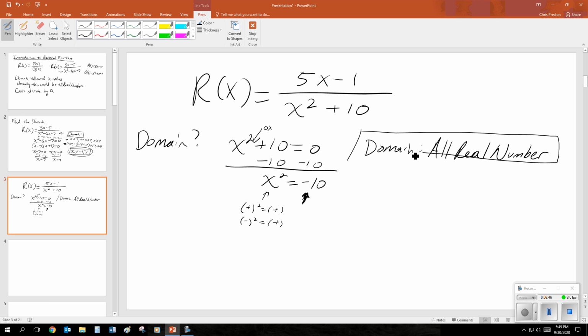Sometimes you run across those at the beginning with this type of introduction to rational functions.